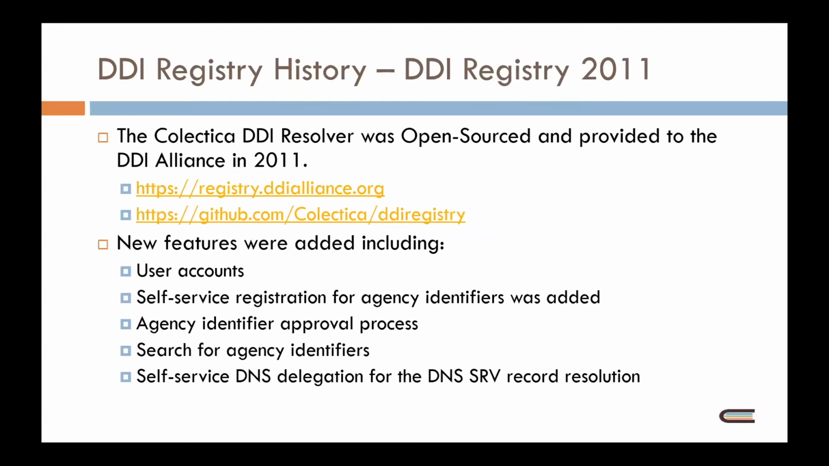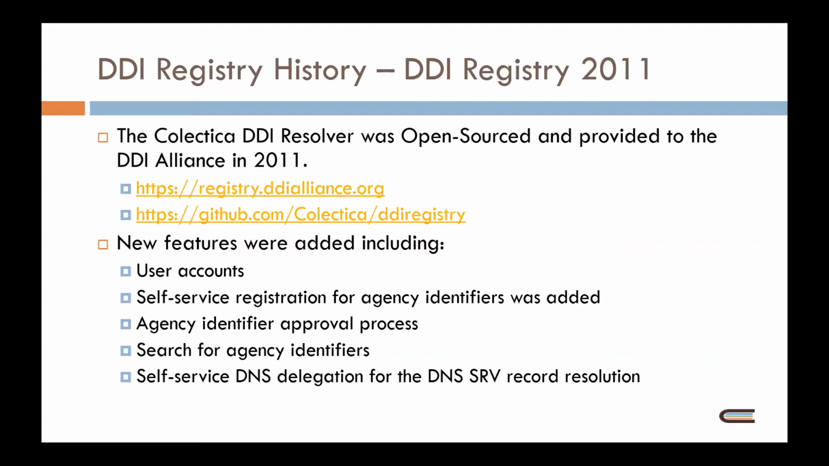A few years later, that Collectica DDI Resolver service was open sourced and provided to the DDI Alliance, and that code became the current DDI registry. That's available publicly at registry.ddialliance.org, and the source code for that is also available on GitHub. So anyone can take a look at that, or run their own registry if they want. As part of this open sourcing, several new features were added so that it would be easy for the DDI Alliance to manage all of the agency identifiers.